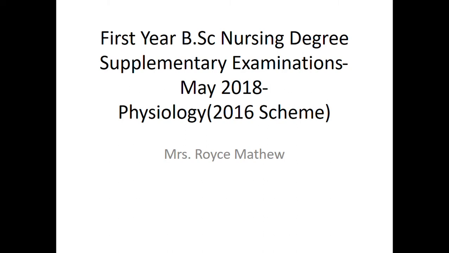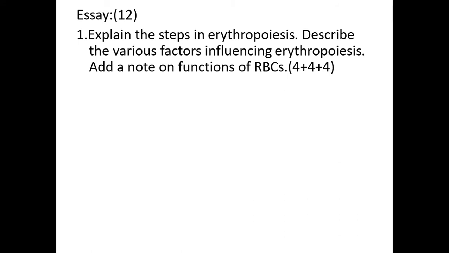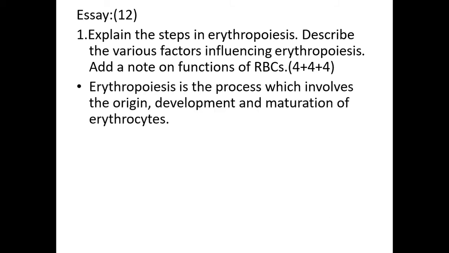Today we will see the supplementary examination of May 2018, it is of 2016 scale. So the first question is, explain the steps of erythropoiesis, describe the various factors influencing erythropoiesis and add a note on functions of RBCs. Erythropoiesis is a process which involves the origin, development and maturation of erythrocyte.